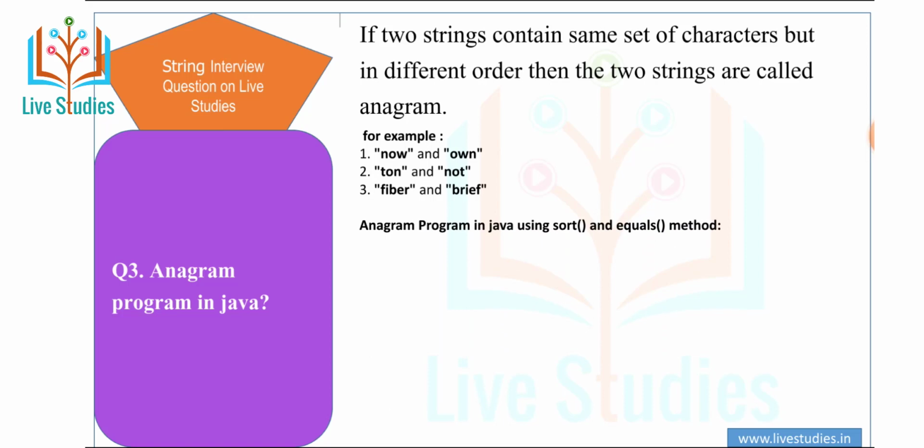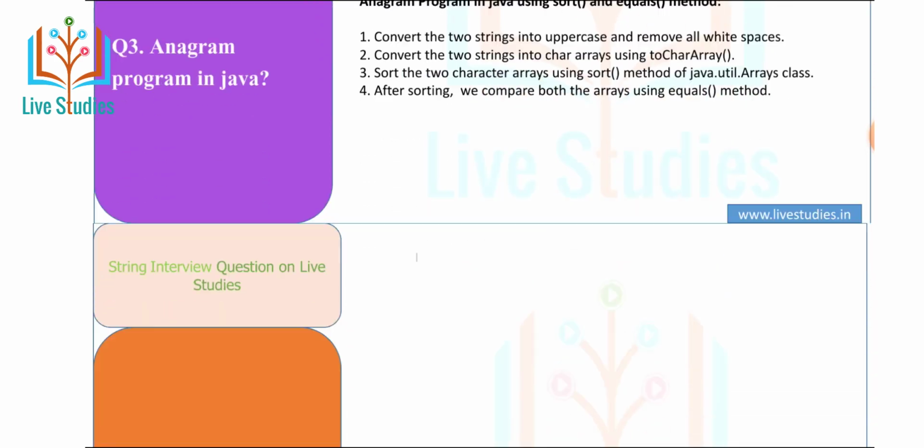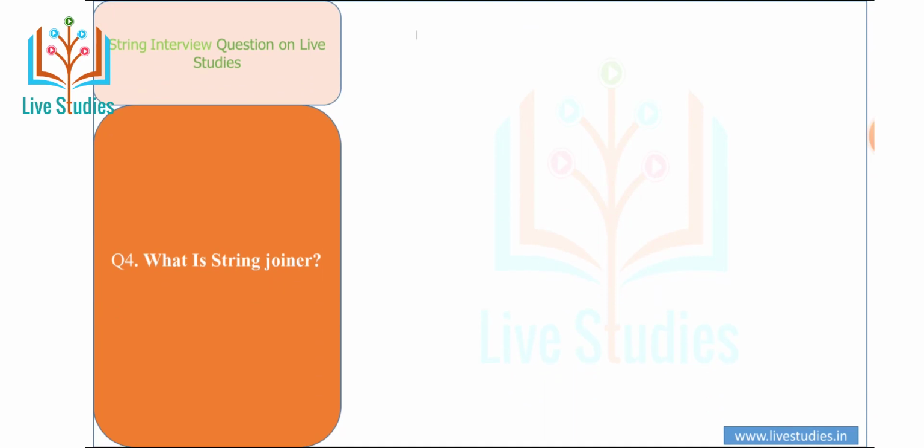Anagram program in Java using the sort and equals methods. Now convert the two strings into uppercase and remove all white space. Convert the two strings into char arrays using toCharArray. Sort the two character arrays using the sort method of the java.util.Arrays class. After sorting, we compare both arrays using the equals method. Suppose now and own, the output is true.